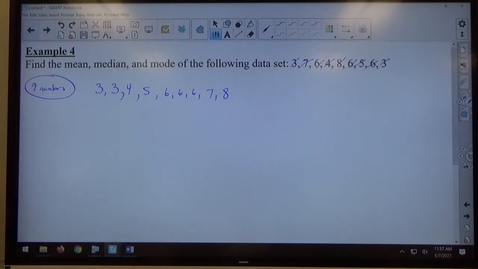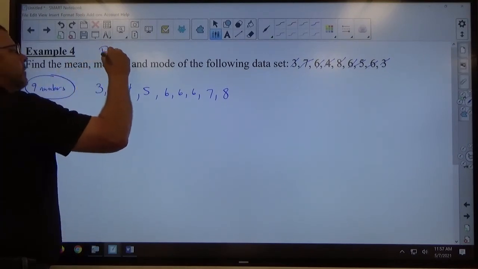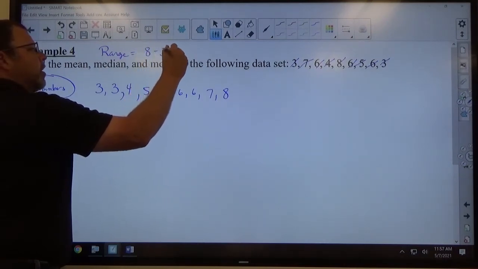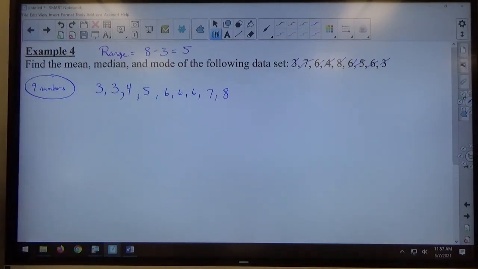One thing they're not asking me for in this problem, and we haven't asked for yet, is range. If they were asked for range, just in case, the range is simply the largest number in your data set minus the smallest number. So the range of this is 5. So if they should ask for range, that's all that is.